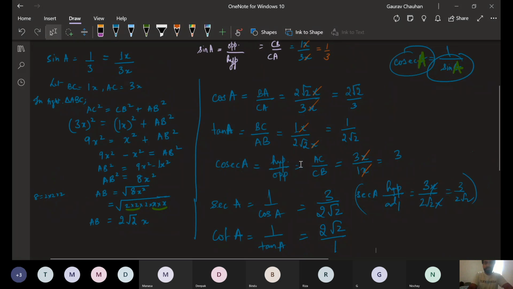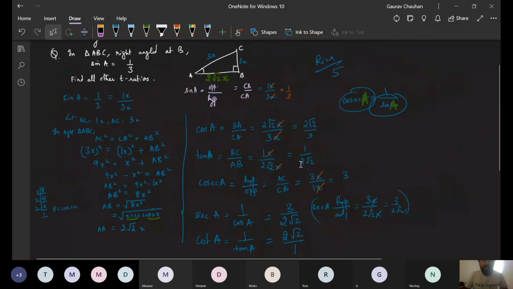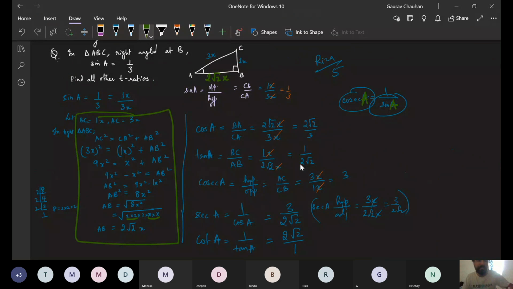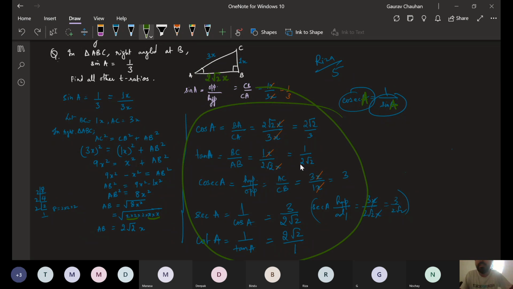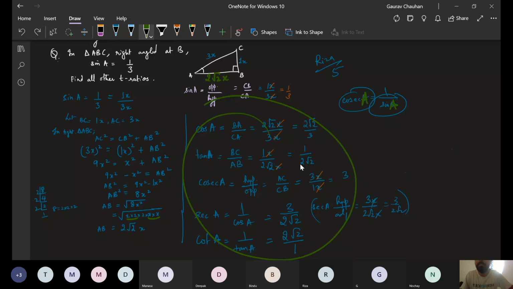So guys, what we have done right now is, if you see carefully, just by using Pythagoras theorem here, we found the missing side. First we assumed 3x and 1x, then we found the missing side by using Pythagoras theorem in terms of x only. Once we find that, all other ratios we can simply find, it does not matter. That is what we have done so far in this objective.